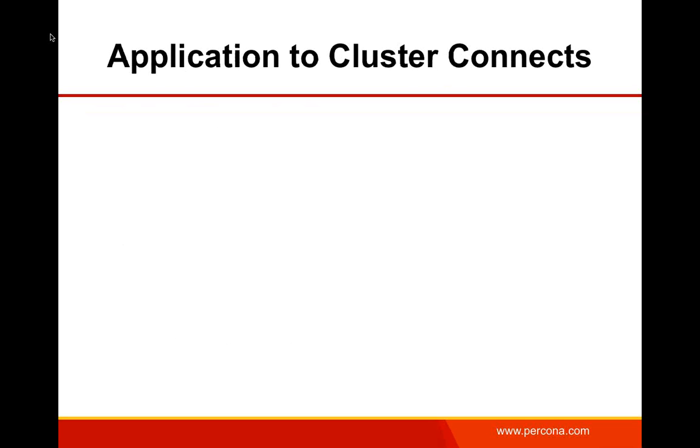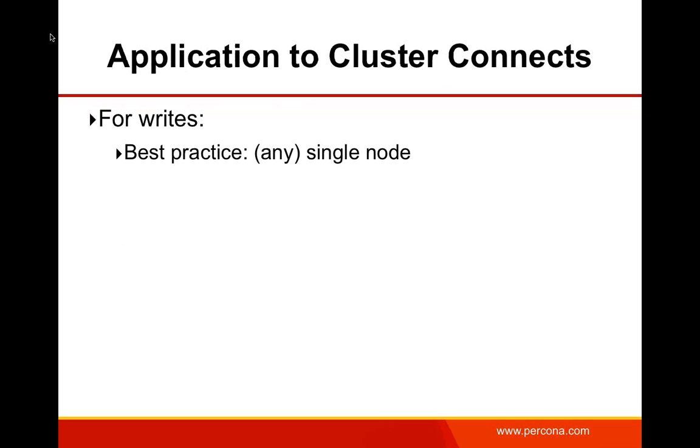The application, so when we actually connect to the cluster, how should we do it? Well, for writes, the best practice we're going to put out there is that it should just be any single node. And as long as that node is up and a functioning member of the cluster, then go ahead and write to it, and that's fine. But pick one of them and don't spread it across all of them. Is that the only practice? Not necessarily, but it's probably going to be the best practice for a smooth migration.